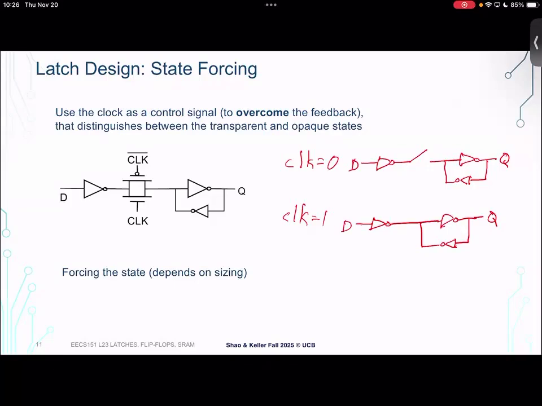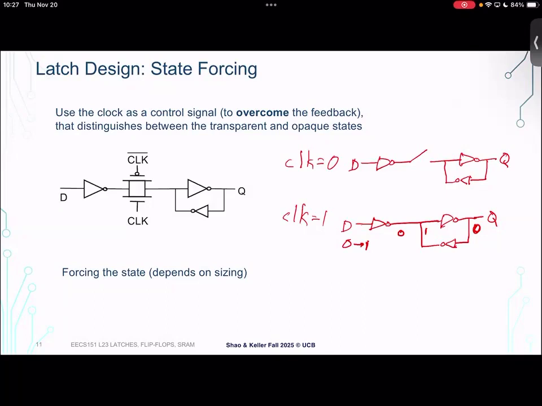What's going on here? Let's think about a case where Q is 0. This feedback node is 1, therefore, because it's inverted. And then let's say that D transitions from 0 to 1. Okay, so then this node is going to get inverted from 1, and so it's going to become 0. But wait a minute, this node is already being driven to 1 by this inverter, which is remembering the state from this 0. We haven't broken that feedback loop.